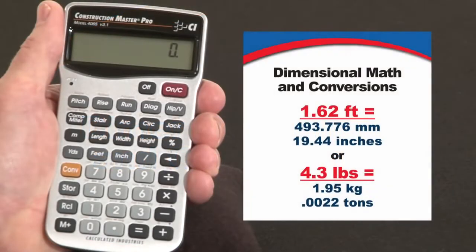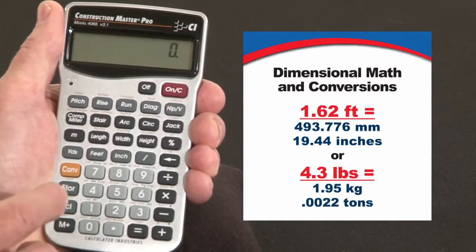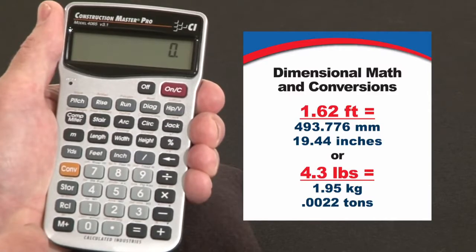Now let me show you how to do dimensional math and conversions on your Construction Master Pro. And keep in mind, the keystrokes are exactly the same if you're using our trig model or our desktop models. Both give you fast, accurate solutions for all your dimensional math and conversion needs. Pretty much you put in dimensions the way you say them.